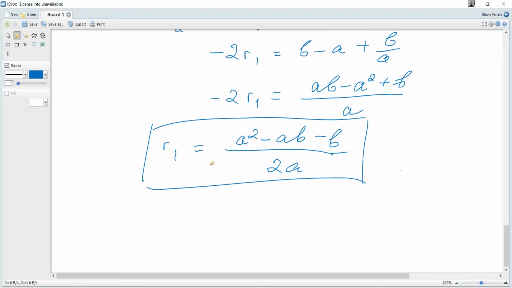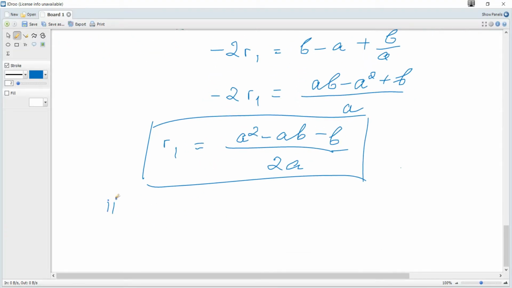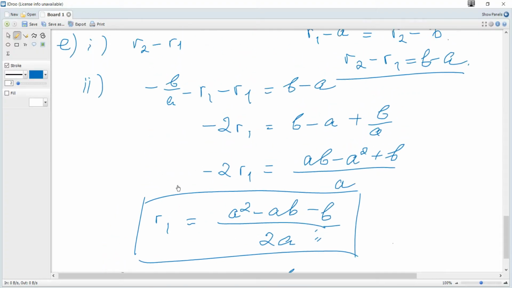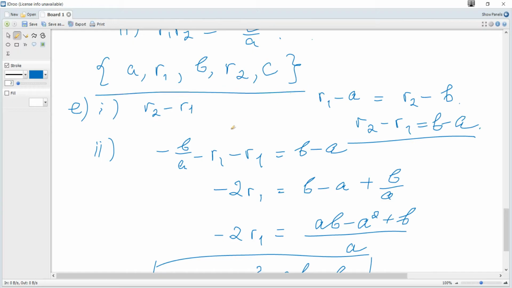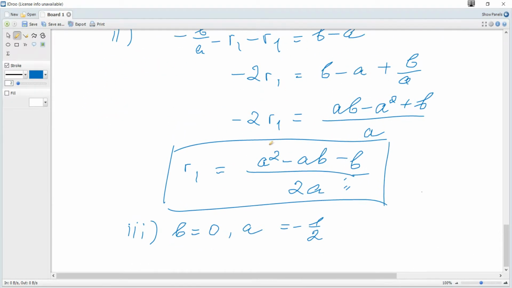Next, use the results from part E to show that B is equal to 0 or A is negative a half, 3 marks. And we consider that Q of x is an AS quadratic function. It means that these values form an arithmetic sequence.